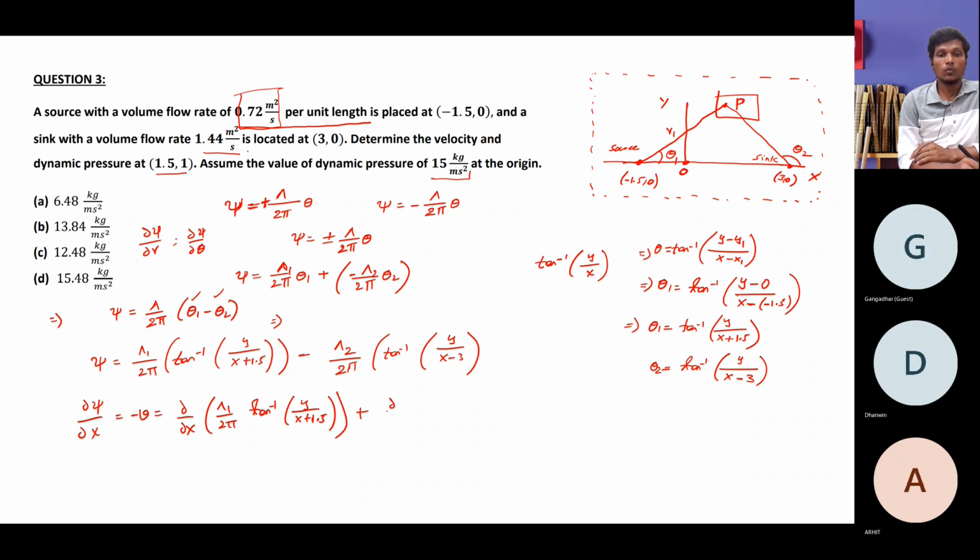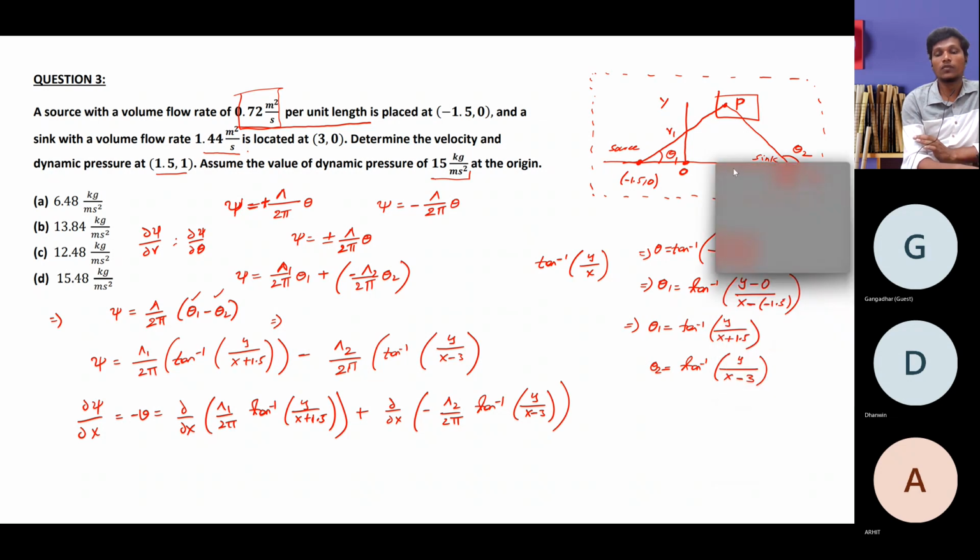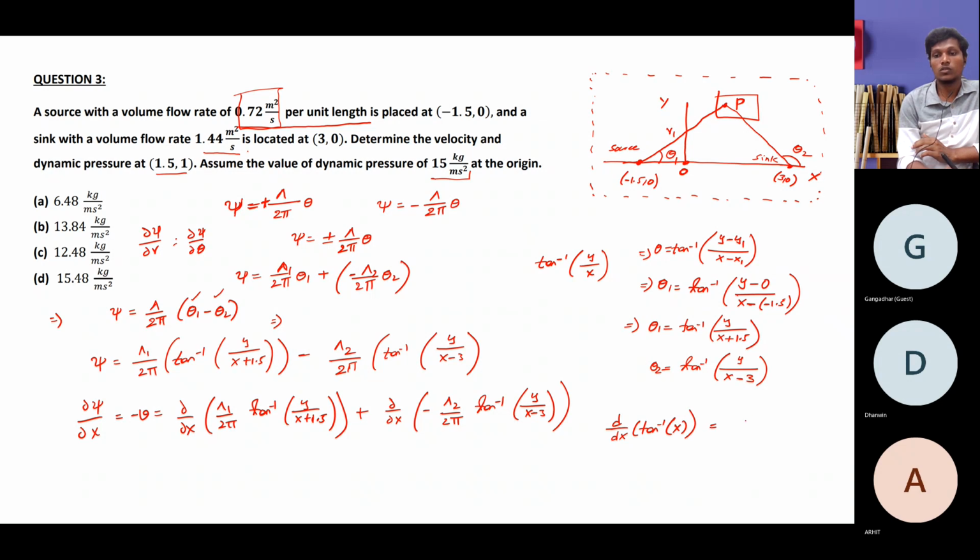I will write both at a time. ∂ψ/∂x of minus λ2 by 2π tan inverse of y by x minus 3. We have a differential equation that d by dx of tan inverse of x is equal to 1 by 1 plus x square.